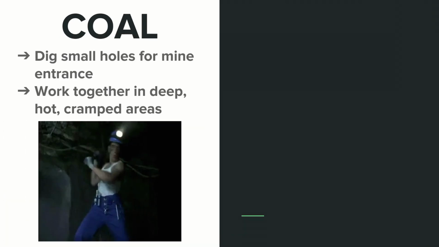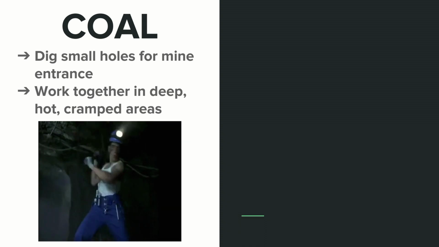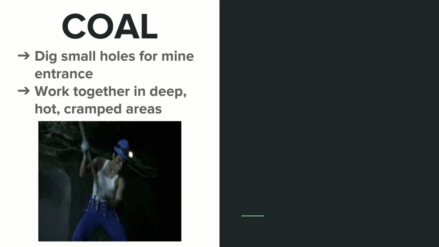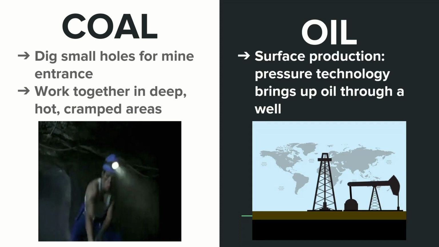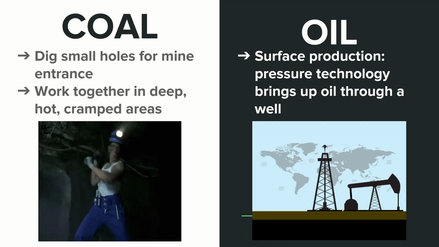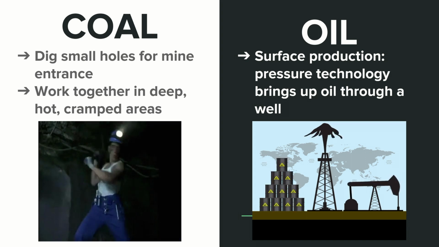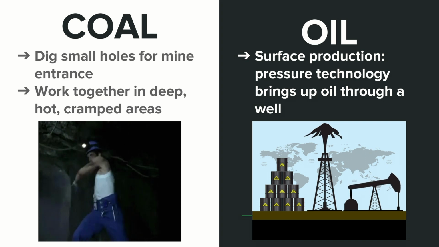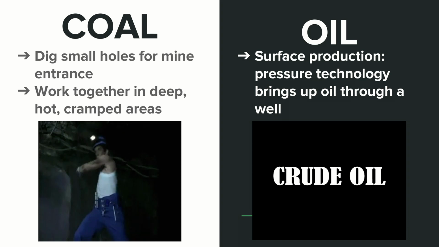For coal, coal miners extract coal by digging small holes for mine entrances. They work together in dark, hot, cramped areas. These conditions allowed workers to easily communicate their shared complaints to begin unionizing for their own rights. For oil, there is no need for workers to manually retrieve the oil, as the pressure technology brings the oil up through the well to the surface. Nor are there large groups of people working together as workers take on specialized roles of controlling the machineries.